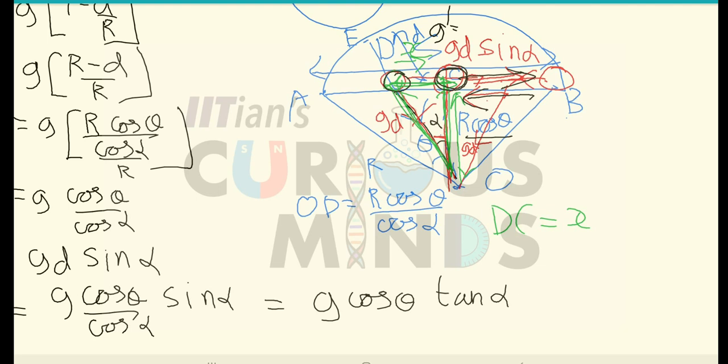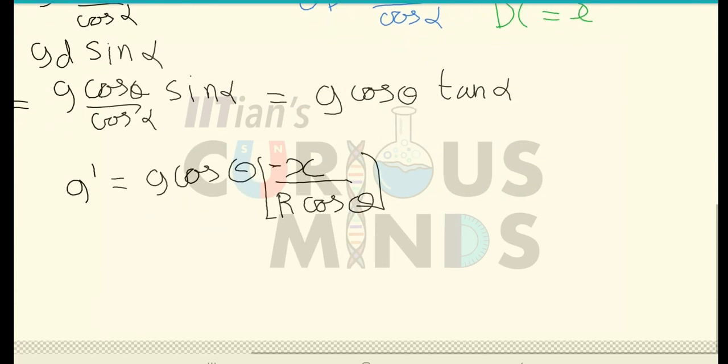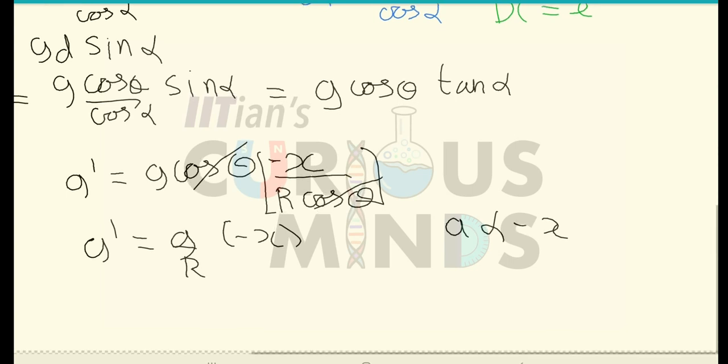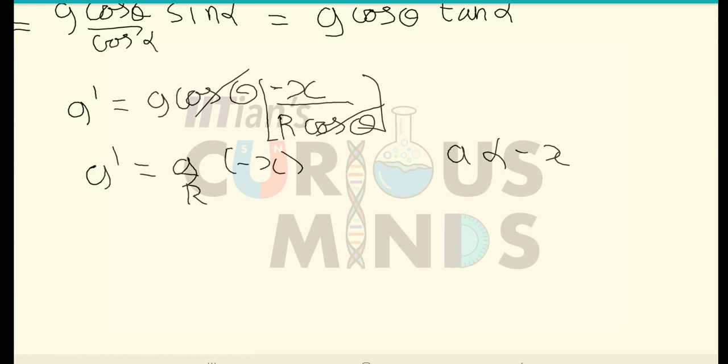Okay, that is, it will perform simple harmonic motion. So I can say that cos theta and cos theta will get cancelled out. g dash over here will be equal to g by r into minus x. Now over here I can clearly say that the acceleration is directly proportional to minus x, because g and r are constant. g is the acceleration due to gravity on the earth, and r is the radius of the earth. So basically it will perform a simple harmonic motion.